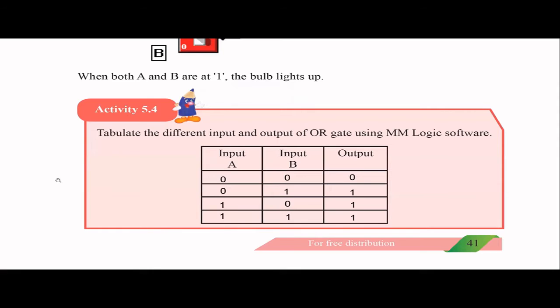Yeah. So activity 5.4, this is the truth table for the OR gate. So in the OR gate, only in this scenario where both inputs are 0, you have the output as 0. In all other scenarios, you will have 1 as the output.